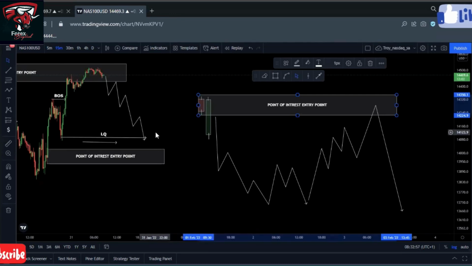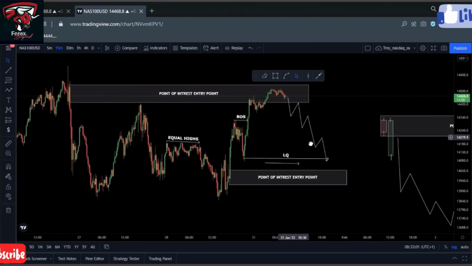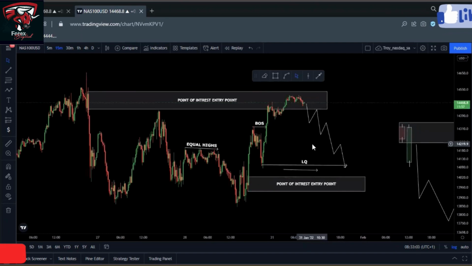It's easy, guys. Let's go. Let's come here. Remember what I said: an order block is always valid after a break of structure. Okay, this is our sell setup.